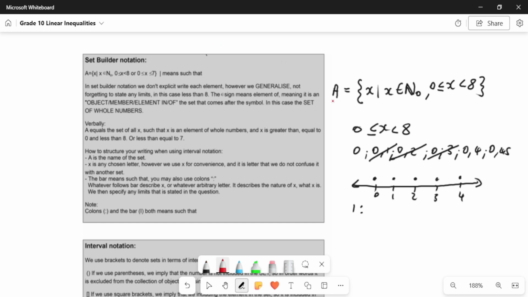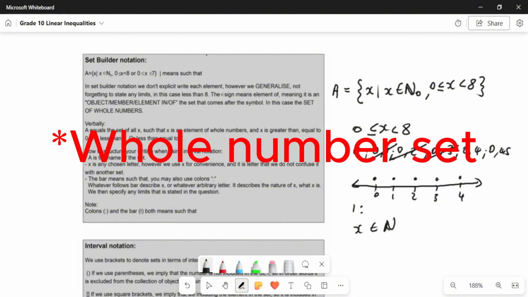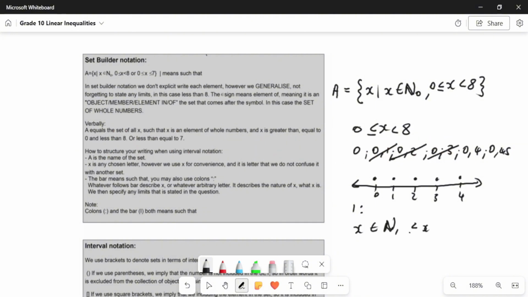Oftentimes, you don't have to name the set always. So what you could do is just this part here. And this is also a part of set builder notation. So if you give it a question and you answered it just like this here, watch here. You answered it as x is an element of the natural number set, and x must be greater than or equal to 0 but less than 8. Alternatively, you could say x is an element of the natural number set, but x must be greater than or equal to 0 but less than or equal to 7. Right? You can see both of these mean the exact same thing.